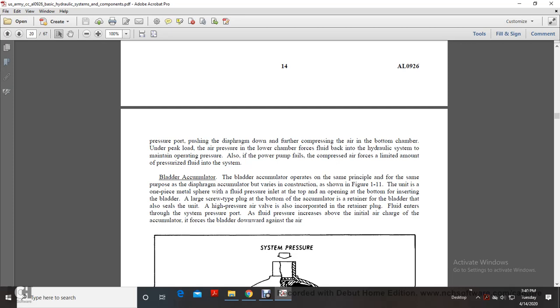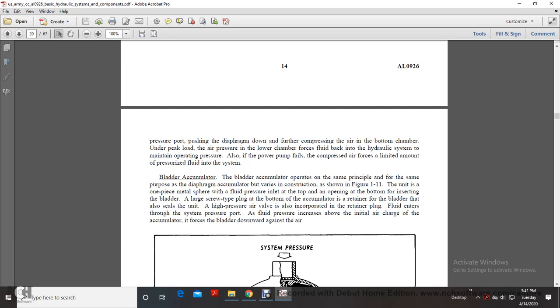Your bladder accumulator operates on the same principle and serves the same purpose as the diaphragm accumulator, with a very different construction. Figure 111 shows a unit with a one-piece metal sphere, with the fluid pressure inlet in the top and an opening in the bottom for inserting the bladder. A large screw-type plug in the bottom of the accumulator retains the bladder. A seal is also incorporated, with a high pressure air valve and a return plug, and fluid entry through the system pressure port.